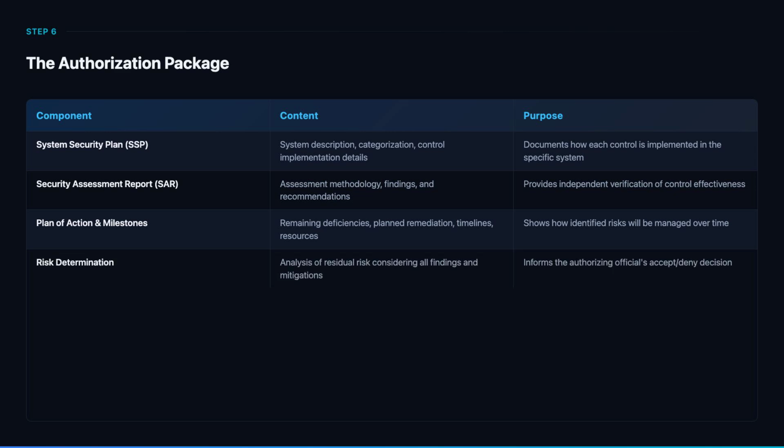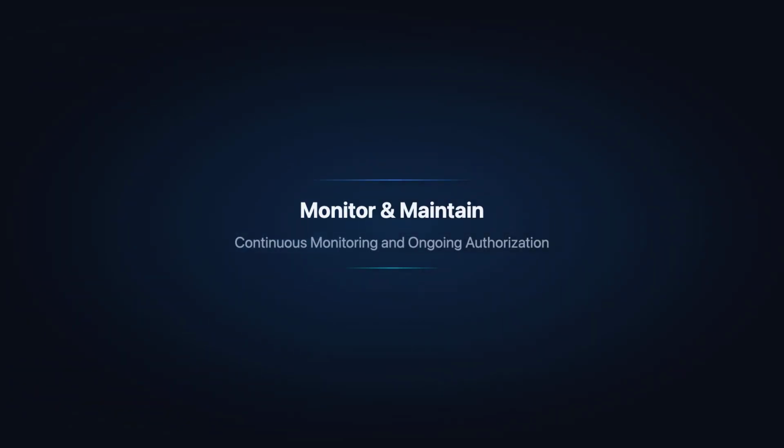The risk determination brings everything together, analyzing residual risk by considering the assessment findings, the POA&M mitigations, and the overall security posture. This analysis directly informs the authorizing official's decision. At CyberSec, the risk determination showed that residual risks were within the organization's defined risk tolerance, leading to a successful ATO.